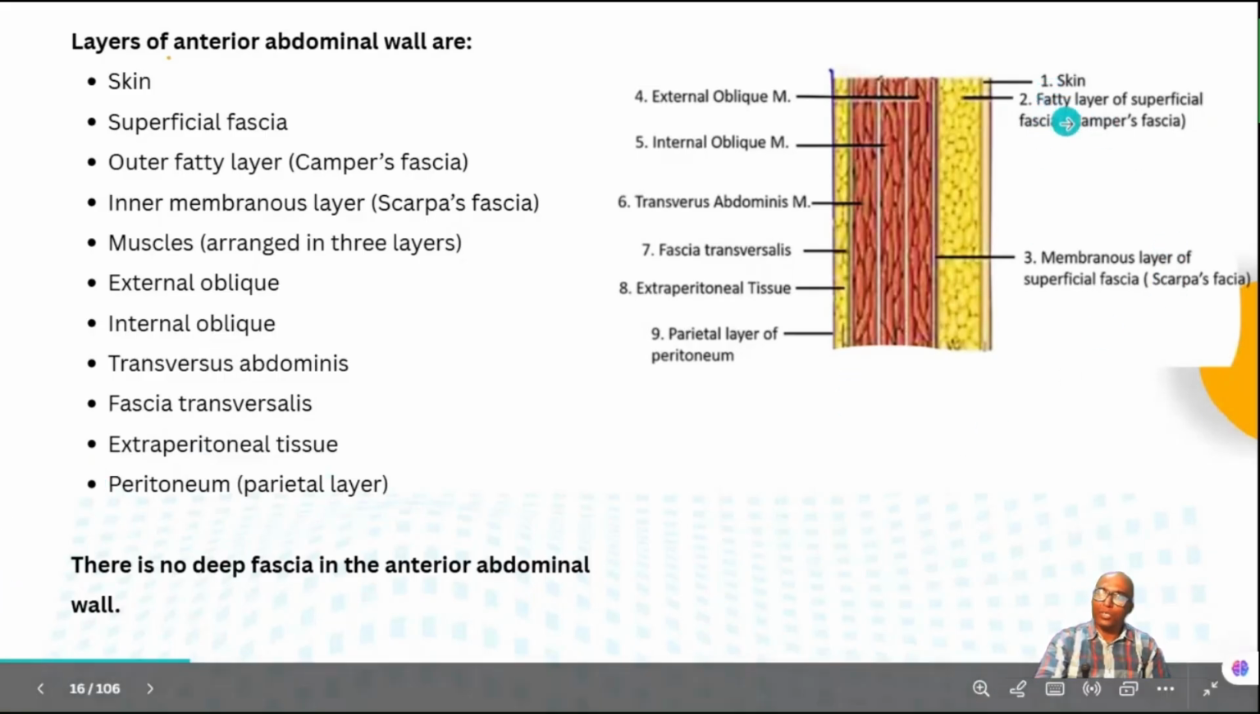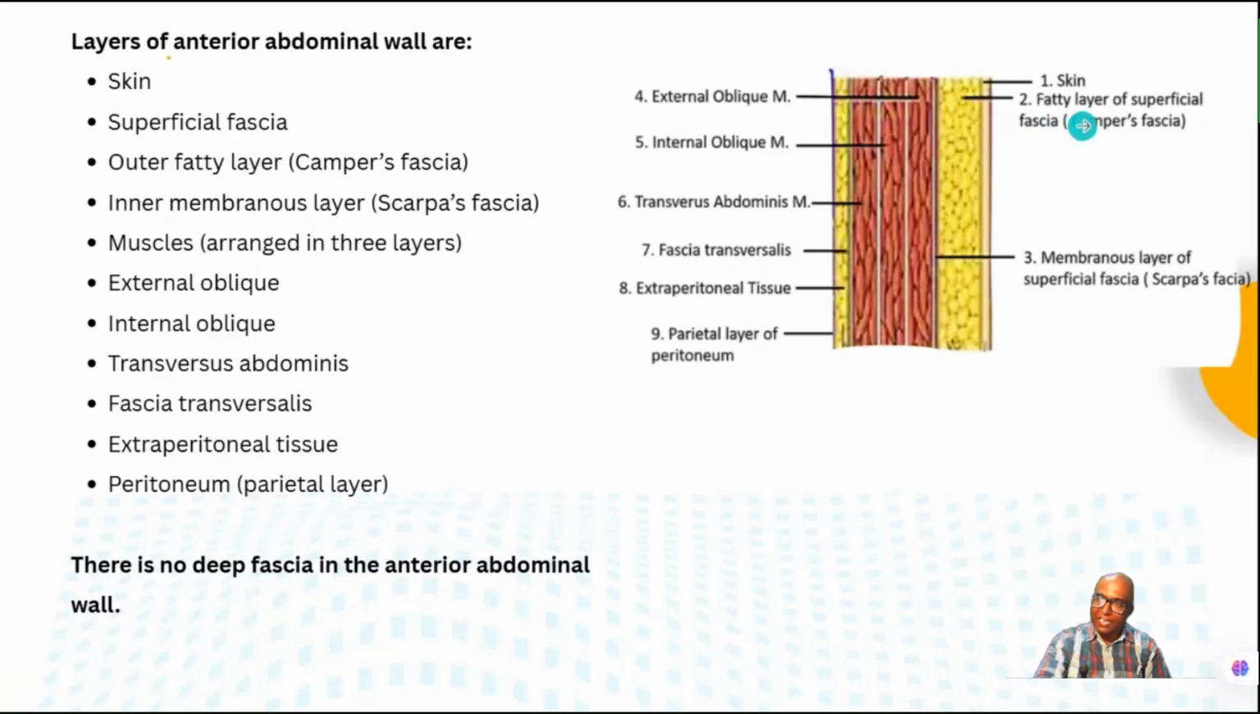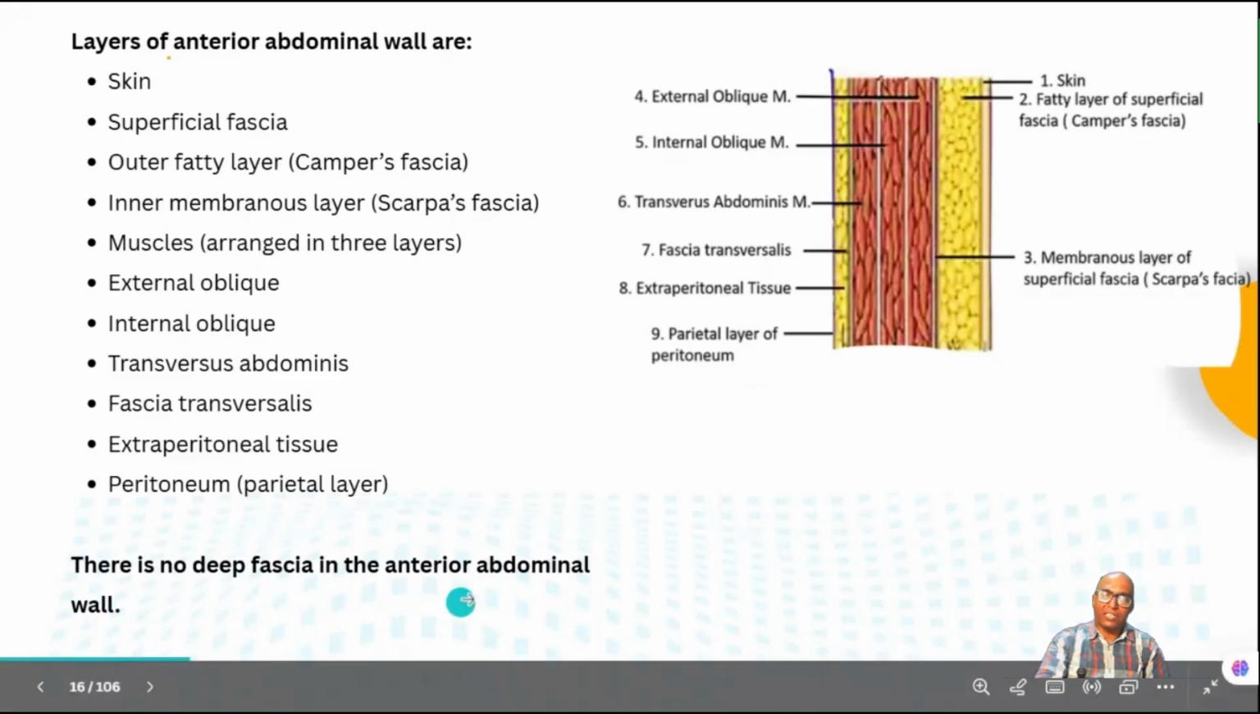From the skin, you have Camper's fascia, that is the superficial fatty layer. Then you have the deep membranous layer of the superficial fascia, that is Scarpa's fascia. After that, you have the muscles: the external oblique, then the internal oblique, then transversus abdominis. Then comes the fascia transversalis, then the extraperitoneal tissue, and then the parietal layer of the peritoneum. These are the 9 layers of the abdomen from outside to inside. And the most important thing is that there is no deep fascia in the anterior abdominal wall.